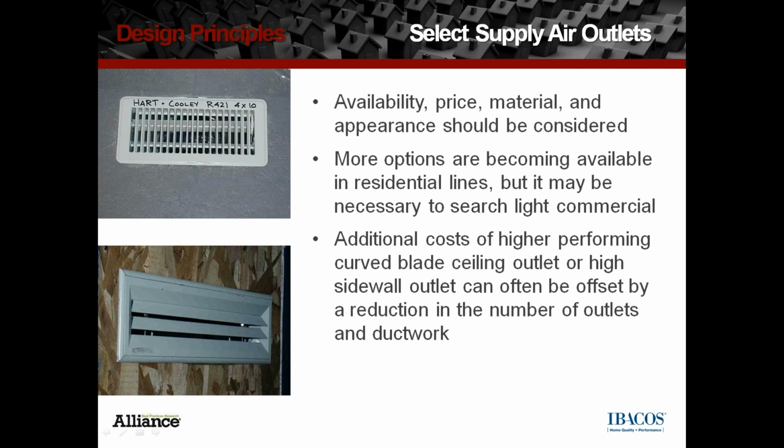So in choosing them, you do have to take into mind availability, like we talked about, the sizes that are available. The prices are coming down as they're becoming more common. Material appearance: like we said before in the previous slide, that residential stuff is becoming more available. It's not so much that you have to go to the light commercial like we used to, maybe even 3.